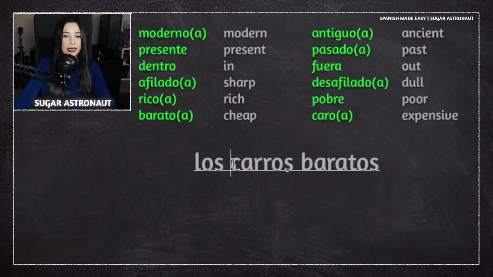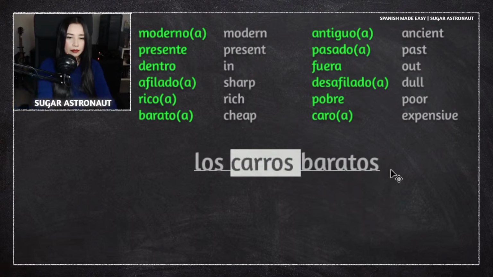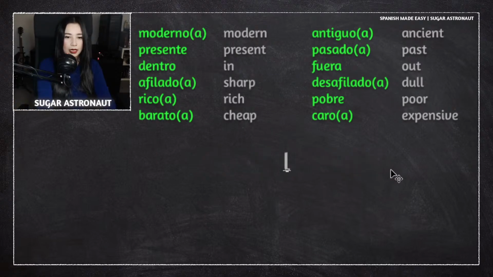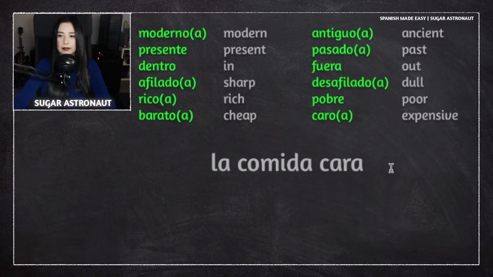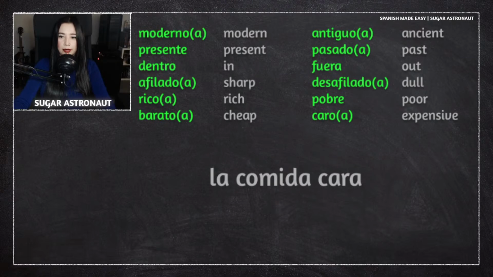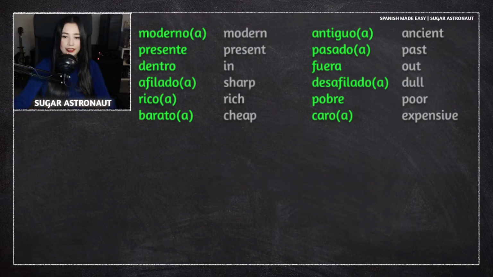Or you can say la comida cara, the expensive food, okay? So cara, we're using cara because comida is feminine. So that's why we need cara, not caro. So that means the expensive food. Barato, caro. Excellent. The next one.